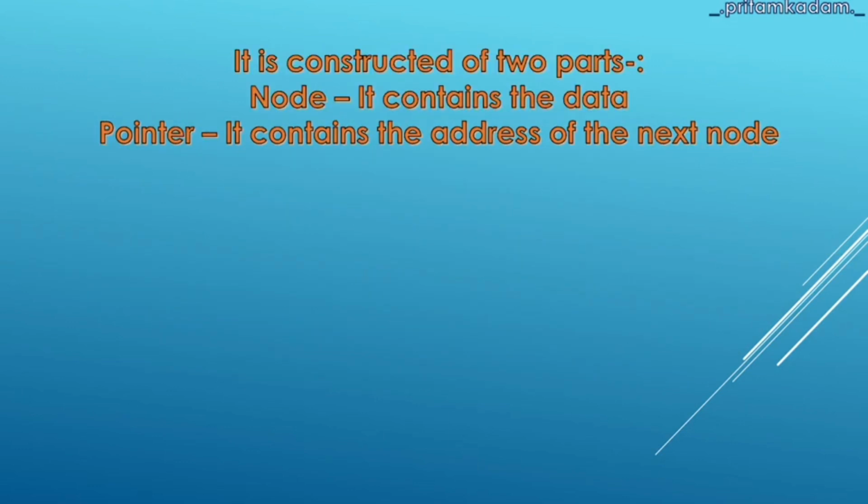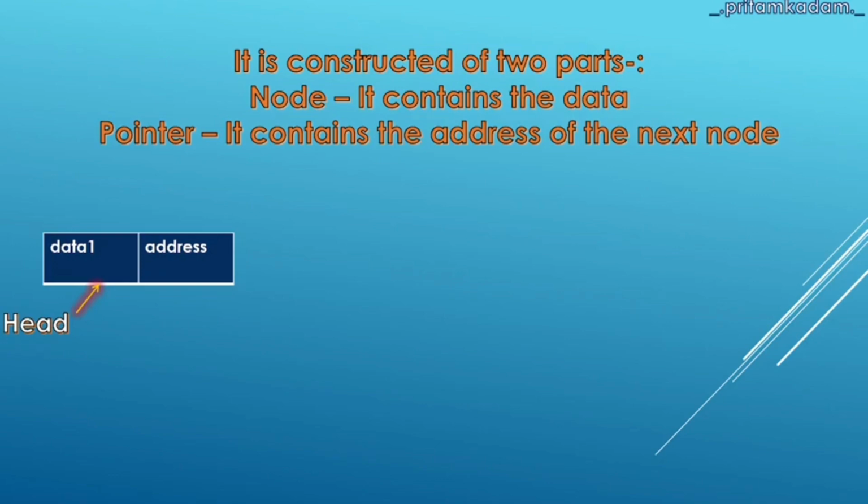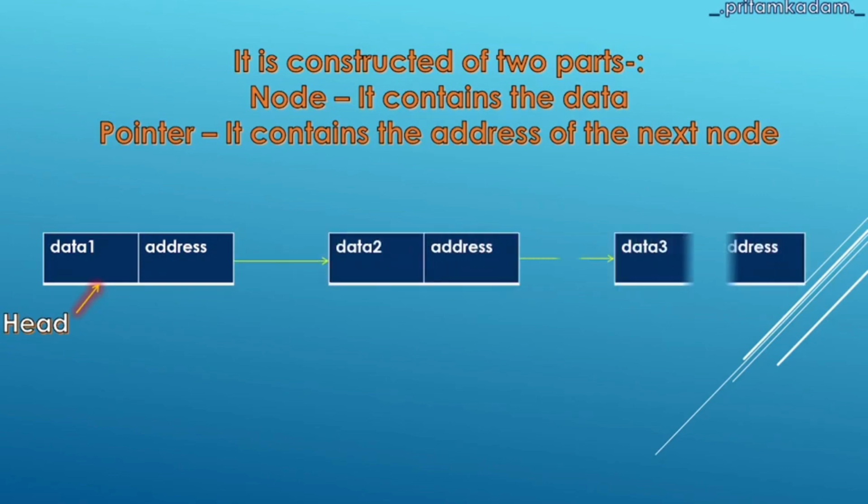Okay. So it is constructed of two parts. Node, it contains data, and second pointer, it contains the address of the next node. So this data one is the node and address part is the pointer part, and as this is the first linked list, so we call it as head. Then the address part will point to the second one and then it will point to the third one, and at the end, means at the tail part, there is a null, means the address at the end will point to the null, so that we can clarify whether it is the ending of the linked list, is it the last element or not.